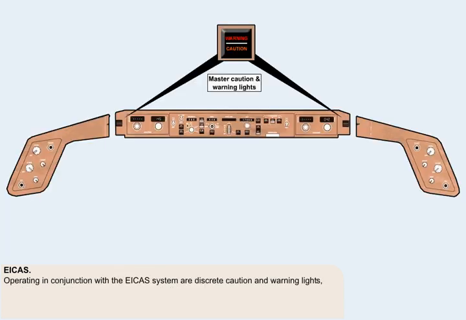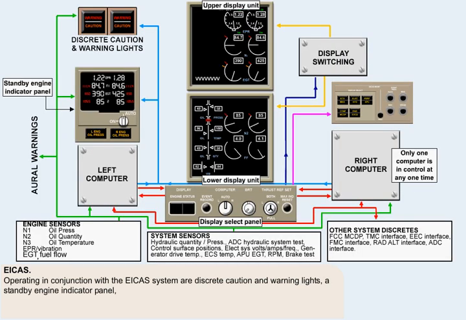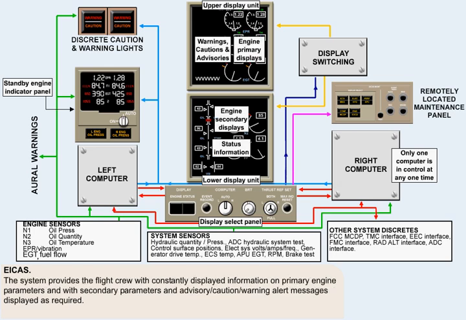Operating in conjunction with the ICAS system are discrete caution and warning lights, which are situated on the front coaming, a standby engine indicator panel, and a remotely located panel for selecting maintenance data displays. The system provides the flight crew with constantly displayed information on primary engine parameters and with secondary engine parameters and advisory, caution, warning alert messages displayed as required.